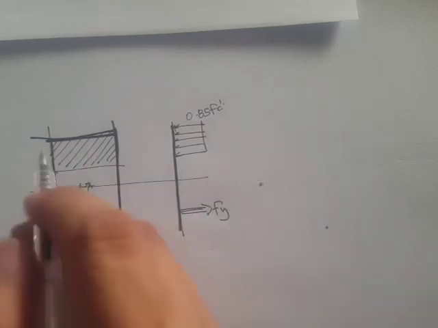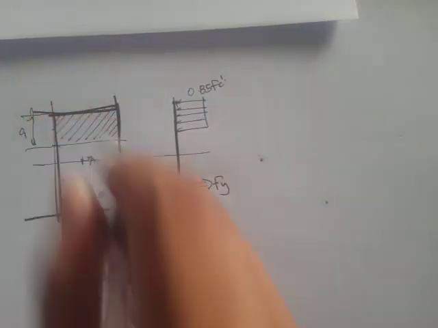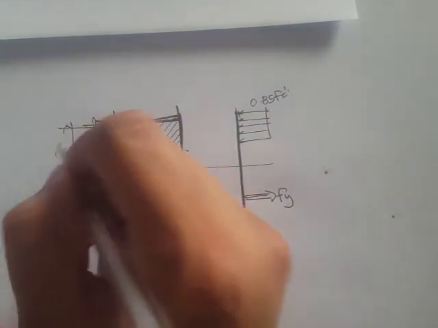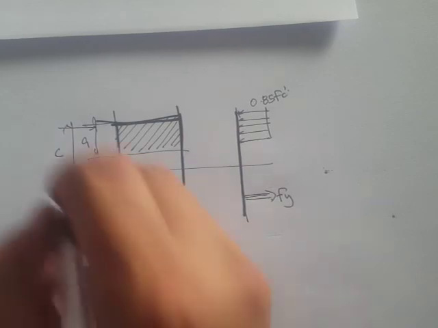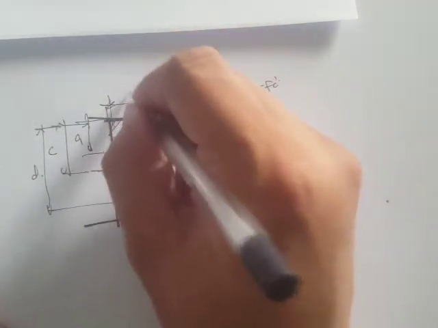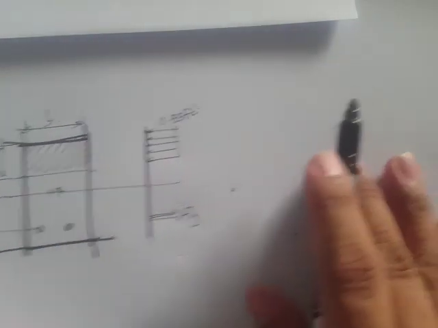Okay, so now recall that this is our depth of stress block, and then this is our depth of neutral axis, and then our effective depth. Then this is our beam width. Okay, so now let's try to apply the equilibrium equation.